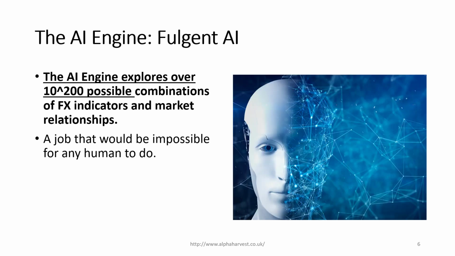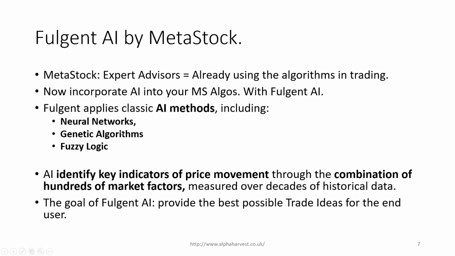Now, the tip of the iceberg for anybody that's new to artificial intelligence trading is that the AI engine that we use explores 10 to the power of 200 different possible combinations of FX indicators and market relationships. Now, this is a job that's practically impossible for any human to do. So we use neural networks, genetic algorithms, and fuzzy logic. Mainly genetic algorithms at this stage from the Fulgent AI perspective, and this AI identifies key indicators of price movement through a combination of hundreds of market factors measured over decades of historical data.